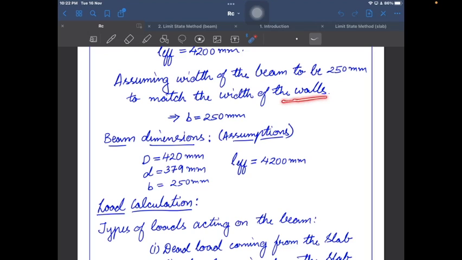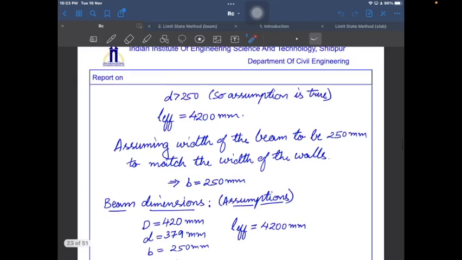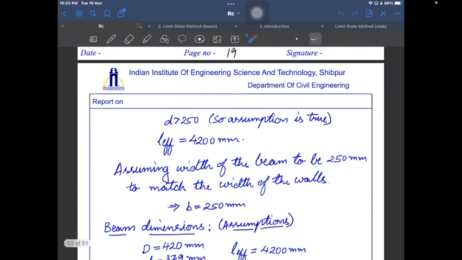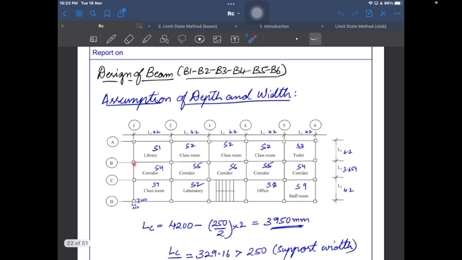But the interior walls are of 125 thick, and exterior walls are of 250 thick. We should have a note of this. So basically L effective is center to center distance, which is 4200, which they have given to us. For these set of beams, L effective for everything is center to center distance, and that is 4.2 meters.